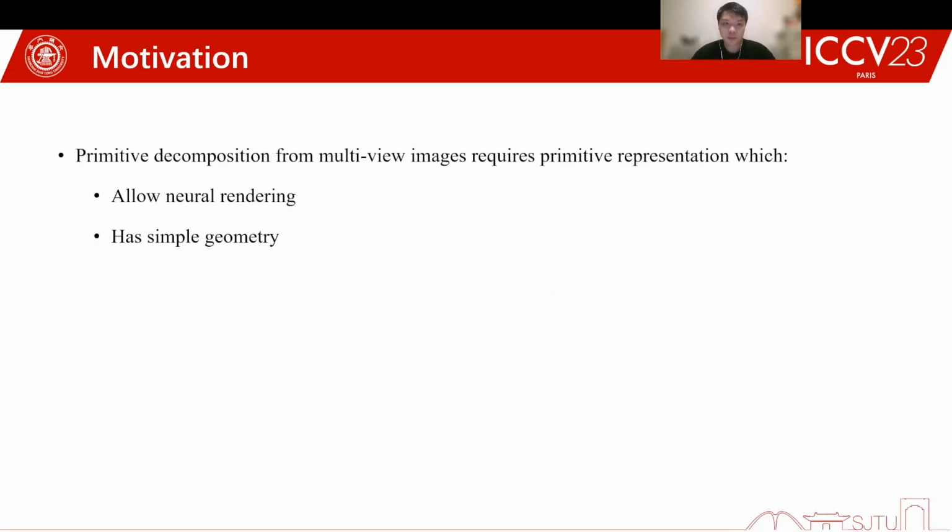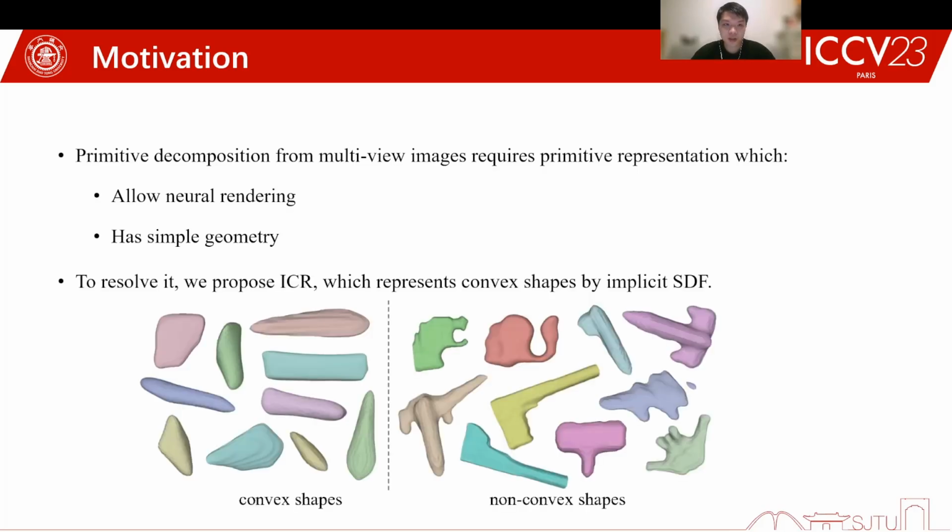To do this, we require the primitive representation to have two abilities. First, it needs to allow neural rendering such that it could be reconstructed from multi-view images. Second, it needs to have simple geometry such that the object could be decomposed into simple primitives. To resolve it, we propose to use implicit SDF to represent convex shapes, since SDF is widely used in neural rendering, and convex shapes are generally regarded as simple.